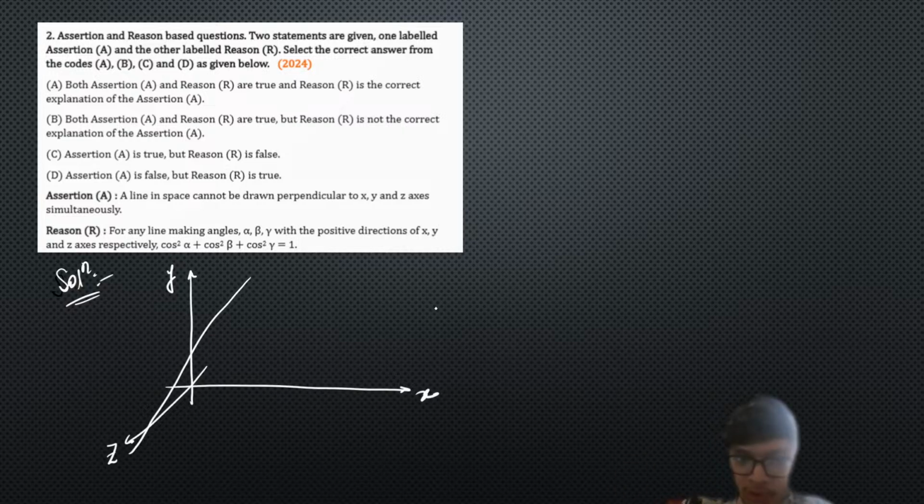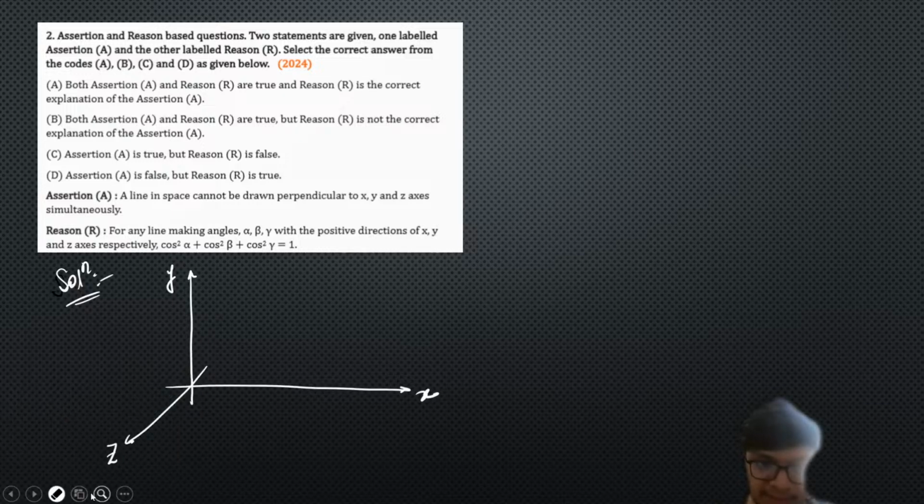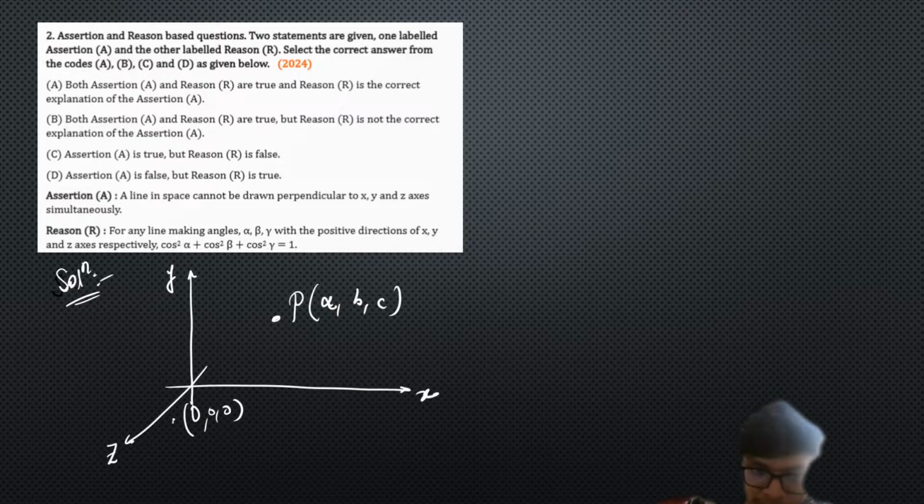Let's try to understand. If I have a given line like this, first try to understand with respect to a point. Let us say I have a given point (a, b, c). If I join it with the origin, I get a position vector of this point P. The angle this position vector makes with the x-axis is alpha, with the y-axis is beta, and with the z-axis is gamma.